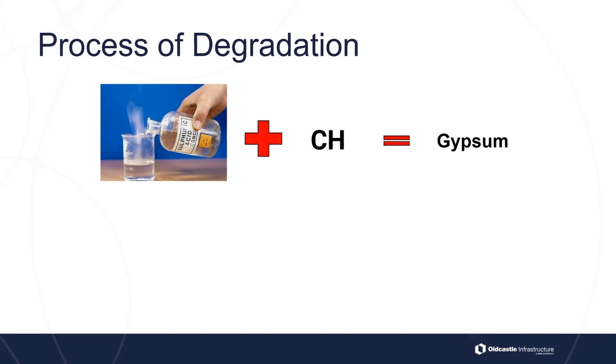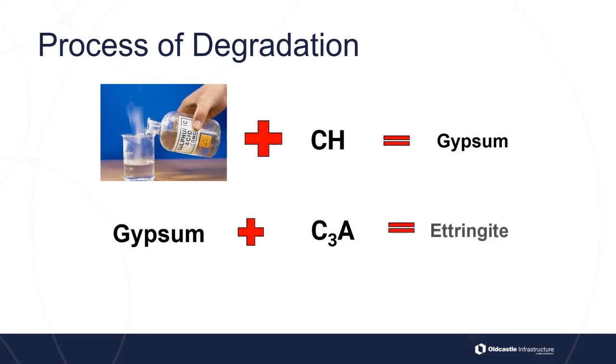Gypsum isn't necessarily a bad thing. However, what happens next is this gypsum now reacts with the aluminum in C3A, which is tricalcium aluminate. And as gypsum reacts with the aluminum, it forms something called ettringite. Now, ettringite, again, is not inherently a bad thing. However, when it starts forming in hardened concrete, that's when we start having some problems. Okay, because ettringite, as it gets exposed to water or moisture, it begins expanding.